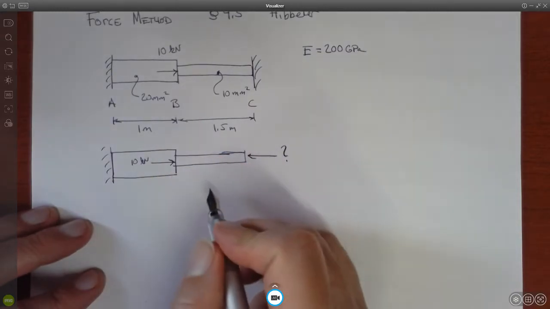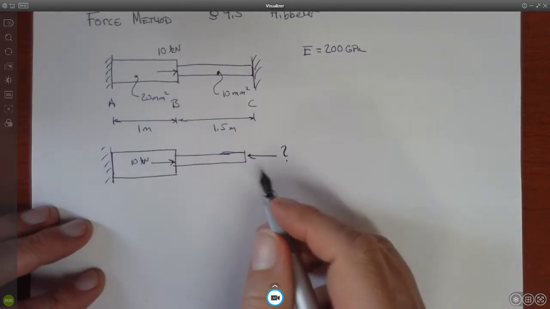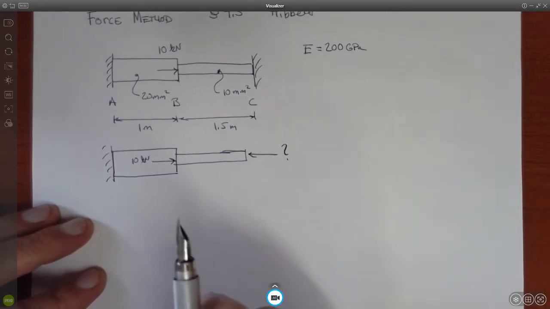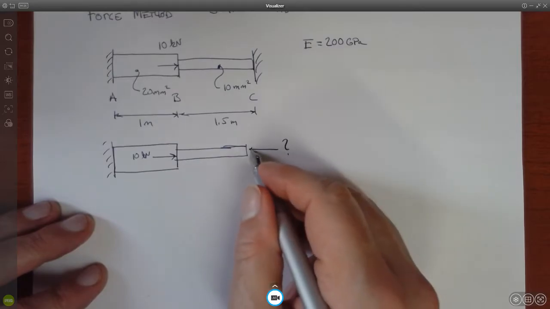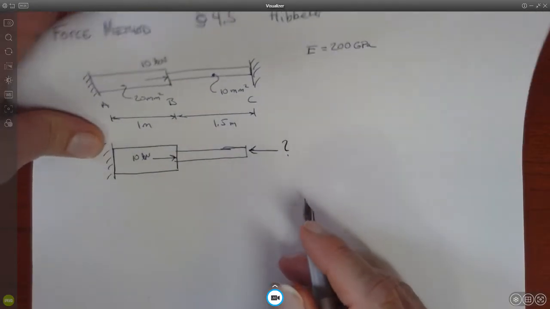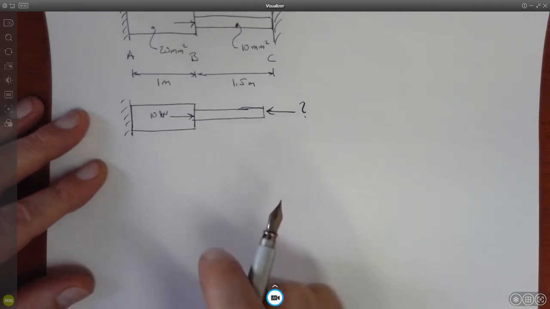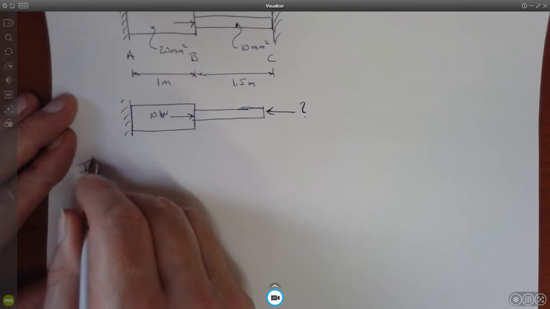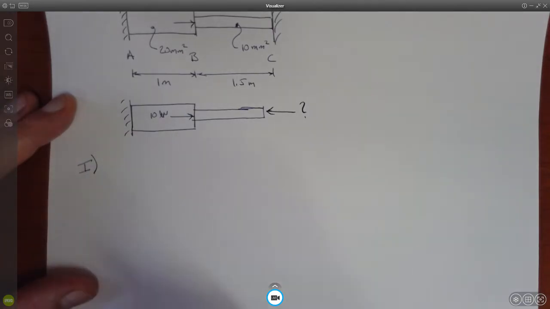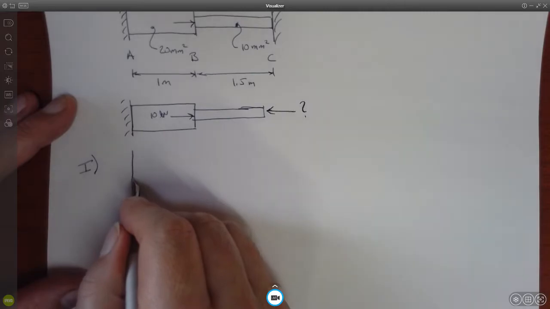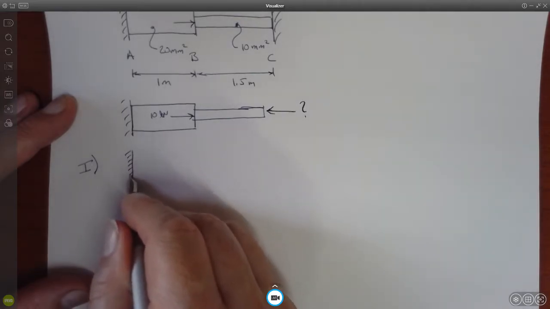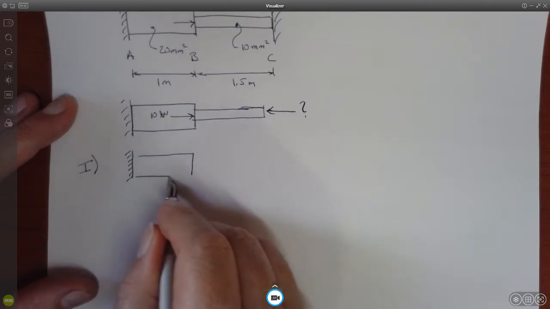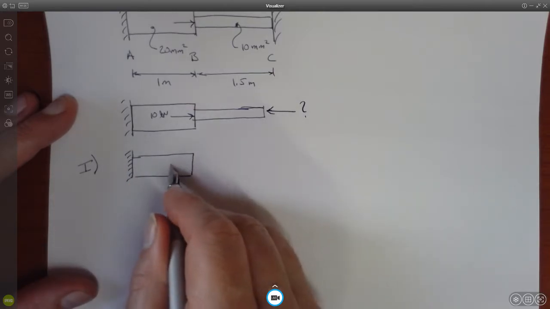Okay? All right. Now, the way we're going to do that is actually not this way, because this would just get us back to the same approach we had before. But we're going to solve this with superposition, okay? So this problem is going to be replaced by the following two problems. I'm going to denote the first one with a Roman numeral 1. And so this is everything but that unknown force on the right. If I had other known loadings, they would all be in here anyway.